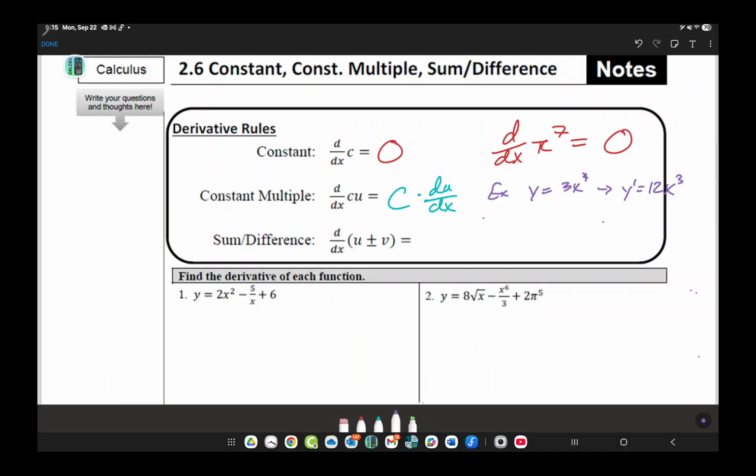If you have a plus or minus sign in between your terms, you can separate the terms out and do the derivative individually. So this would be du/dx plus or minus dv/dx. Again, an example, y is equal to 2x squared plus 5x minus 7. Then y prime would be 4x plus 5. You just do the derivative separately.